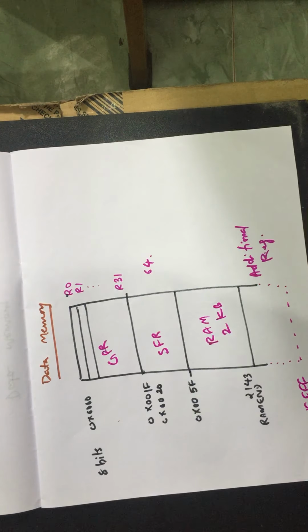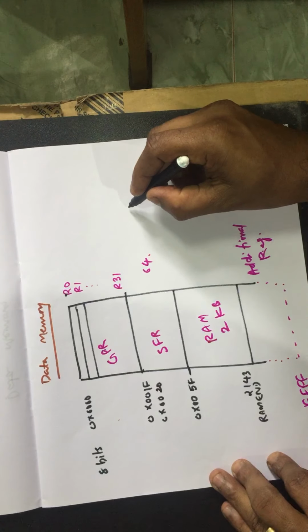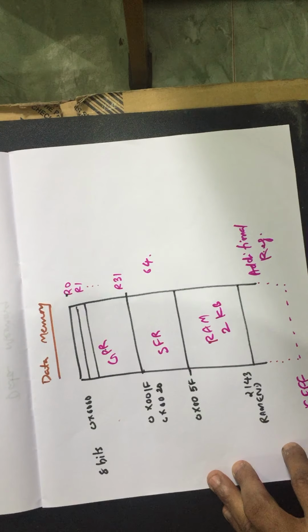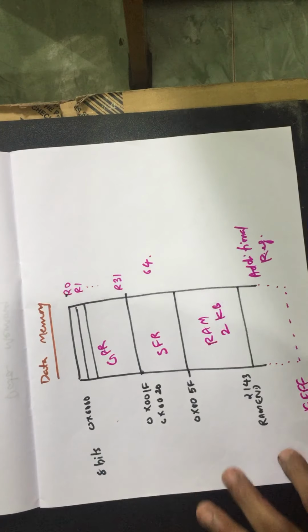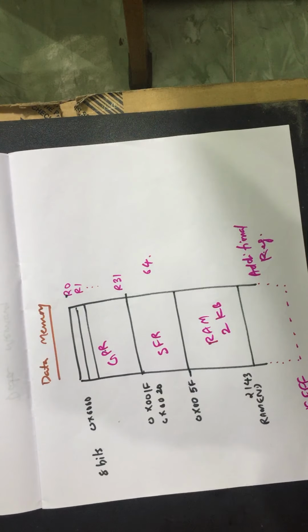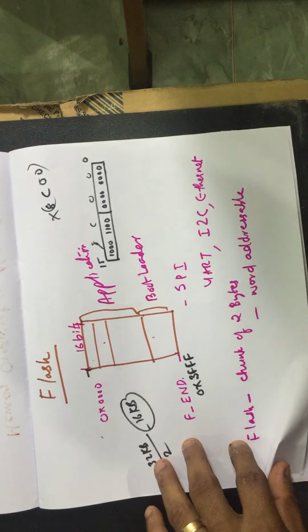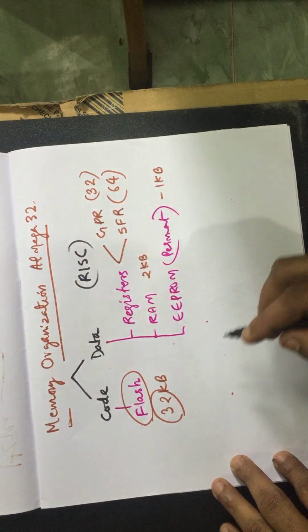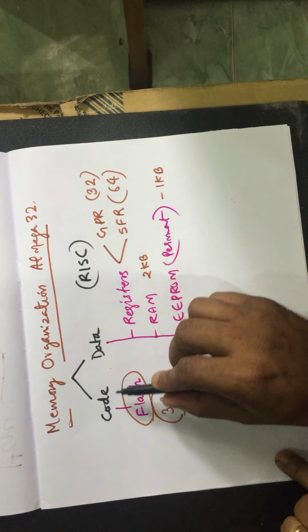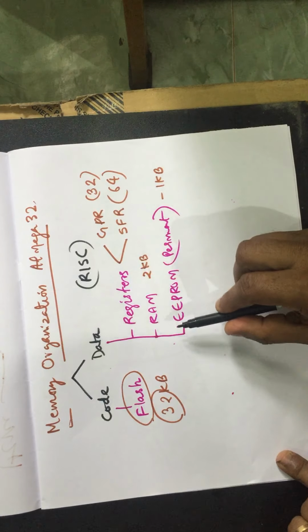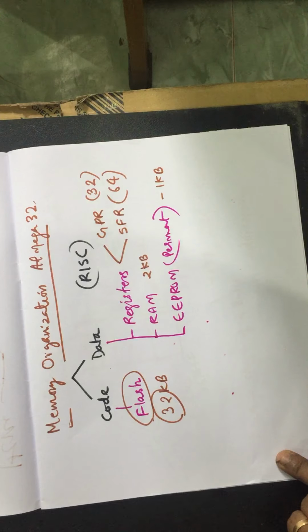Regarding EEPROM, it is actually 1 KB, which we will learn in the next class. So this is the memory organization of ATmega32. This is the basics of what you have started. Memory can be classified into code and data. Code can be stored in flash, data can be stored in registers, RAM or EEPROM.